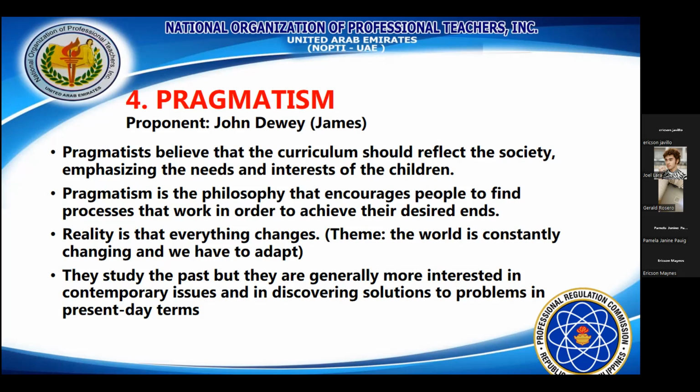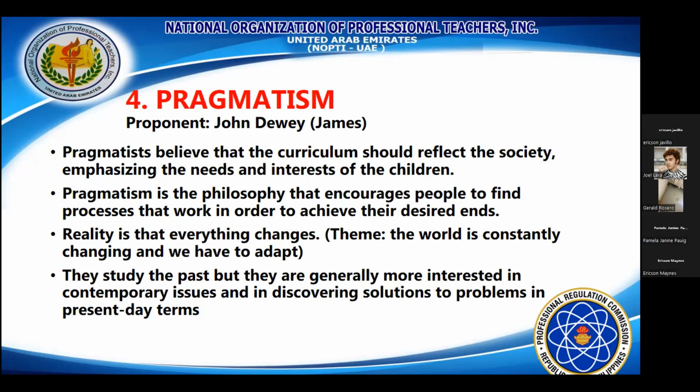So, pragmatism is the philosophy that encourages people to find processes that work in order to achieve their desired ends. So, nandun yun. Processes that work. Kasi nga, reality is that everything changes. Kung hindi mag-work yung isang solution, then hindi siya tama. Pero kung nag-work yung solution na yun, then that is the reality. Yun yung tama. Because the world is constantly changing and we have to adapt to it. Okay, so yun yung pragmatic naman. Pragmatic philosophy.